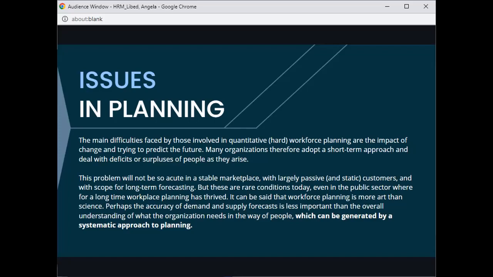Perhaps the accuracy of demand and supply forecasts is less important than the overall understanding of what the organization needs in the way of people, which can be generated by a systematic approach to planning.